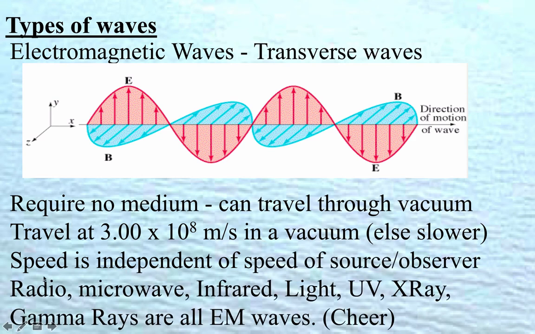And then these are common ones. So radio waves, microwaves, infrared light, ultraviolet, X-ray, gamma rays, all of those things are electromagnetic waves. We'll do a cheer when we get to class.